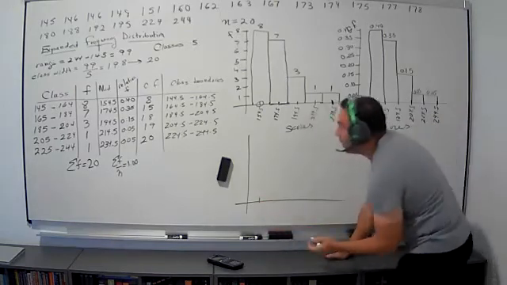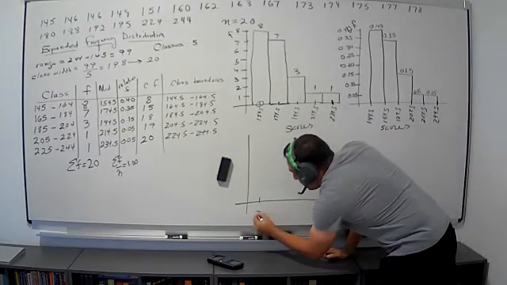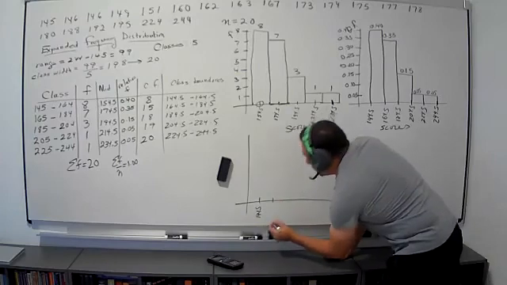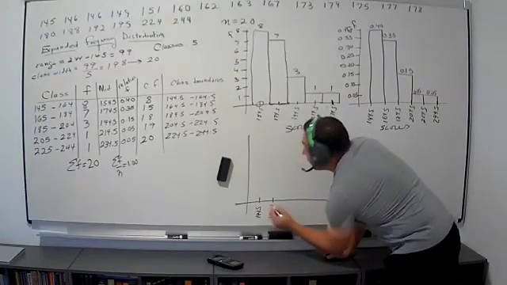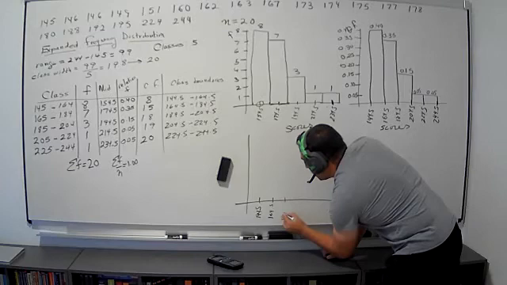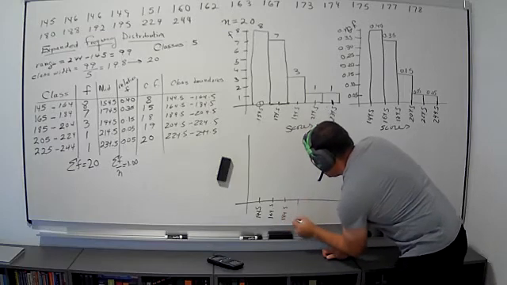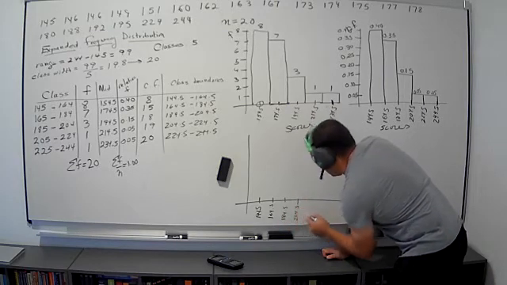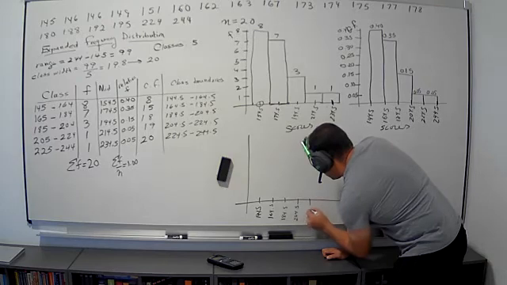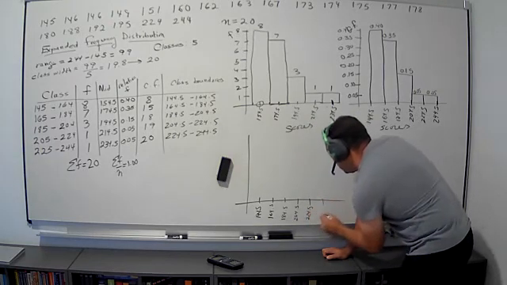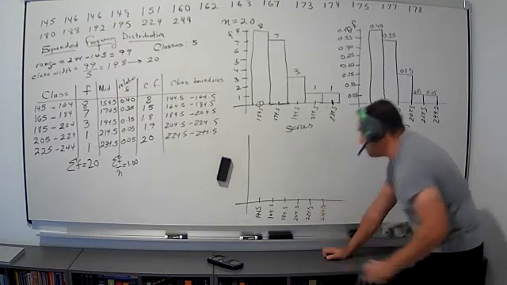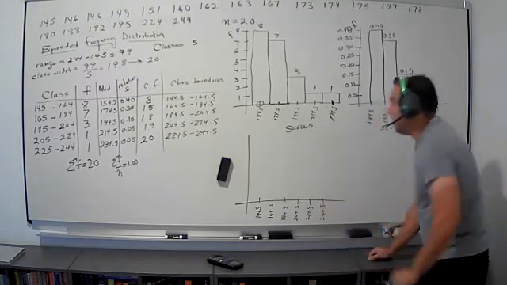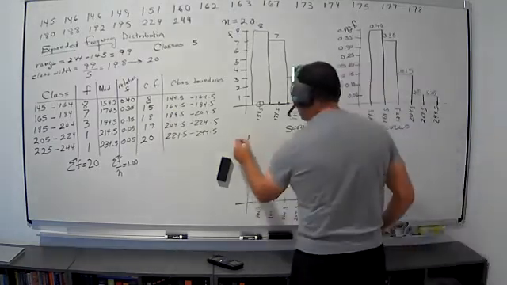So we have 144.5, 164.5, 184.5, 204.5, 224.5, and 244.5. And then here we have our cumulative frequency.